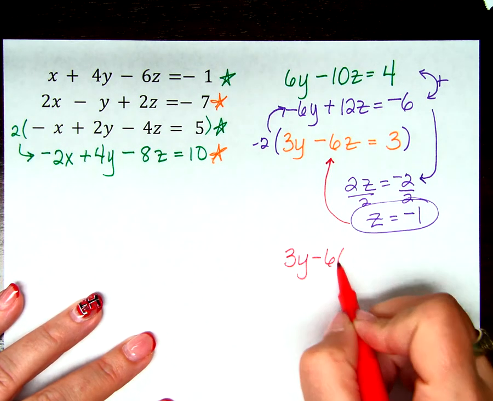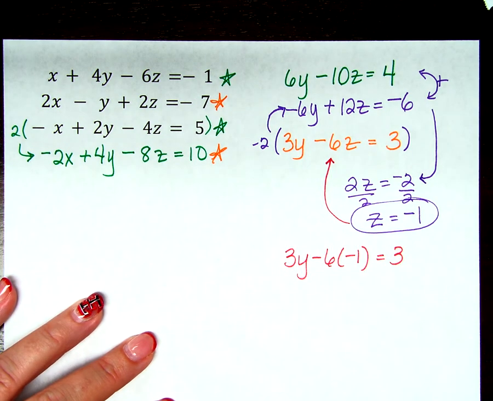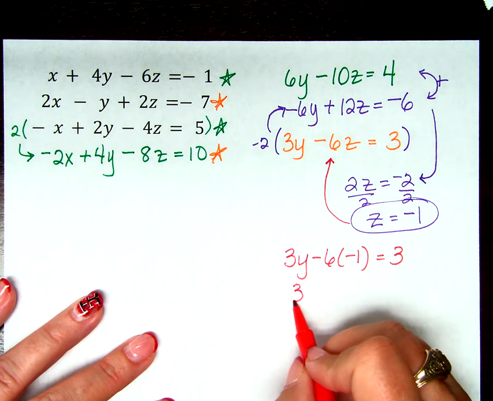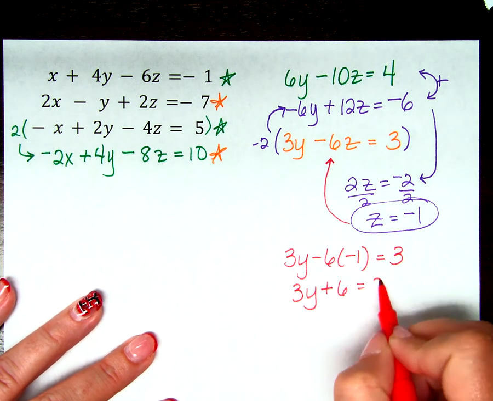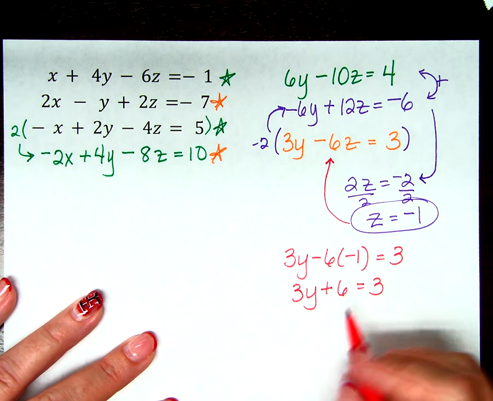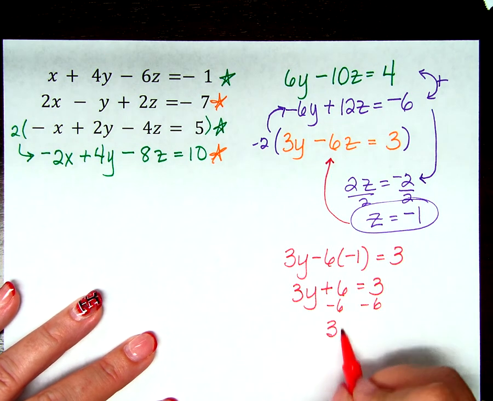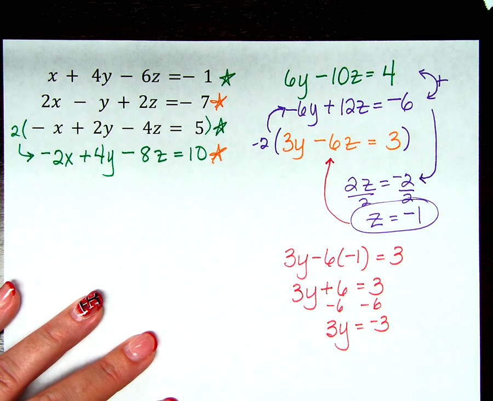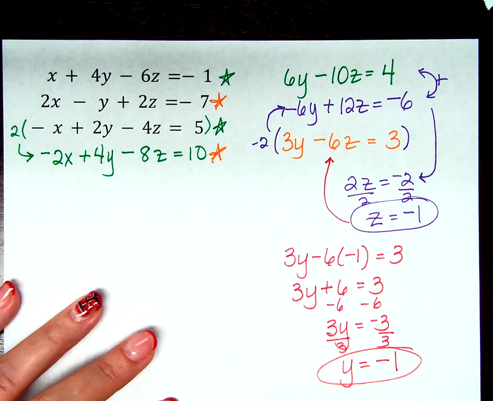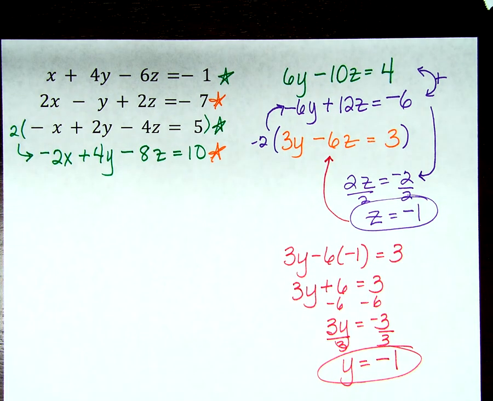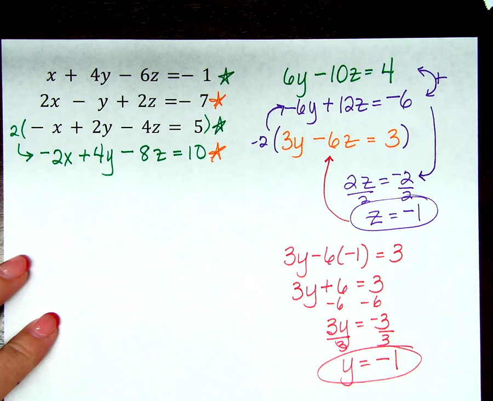3y minus 6 times negative 1 equals 3. 3y plus 6 equals 3. If I subtract 6 from both sides, I get 3y equals negative 3. Y equals negative 1. And now that I know y and z, what do I lack? X. Where do you want to put it?